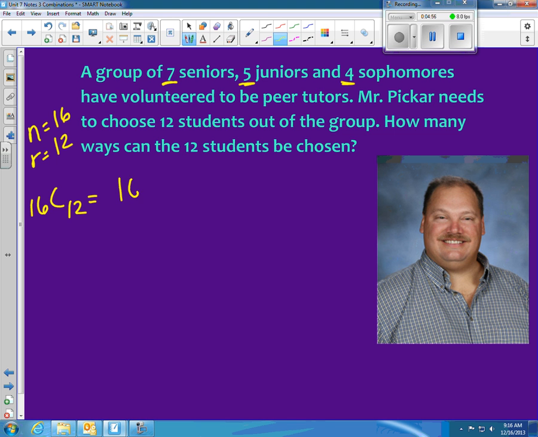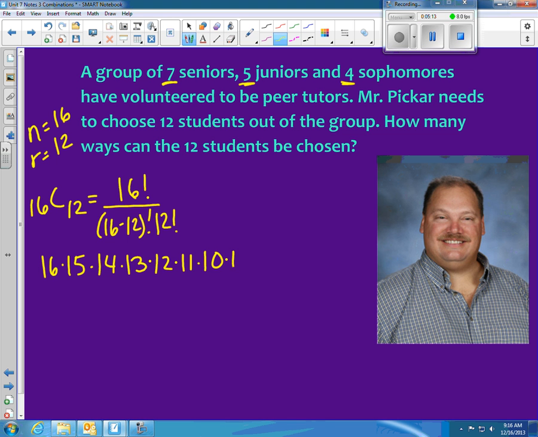So we have 16 factorial over 16 minus 12 factorial, and then we have that additional 12 factorial on the bottom. So let's go ahead and write this out. 16 factorial, remember we're going to write it all the way out, multiplying down to 1.